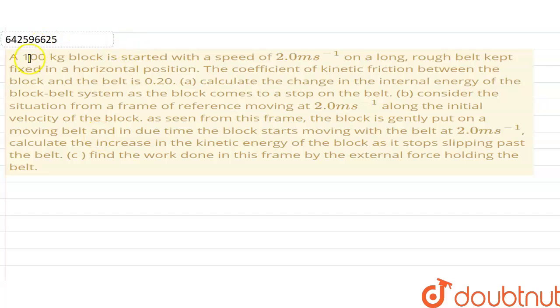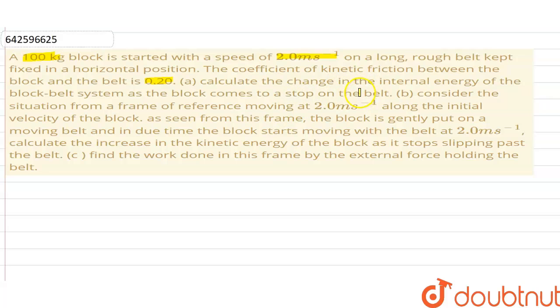Hello everyone. So our question is, a 100 kg block is started with a speed of 2 meters per second on a long rough belt kept fixed in a horizontal position. The coefficient of kinetic friction between the block and the belt is 0.2. In the first part, we have to calculate the change in the internal energy of the block-belt system as the block comes to a stop on the belt.